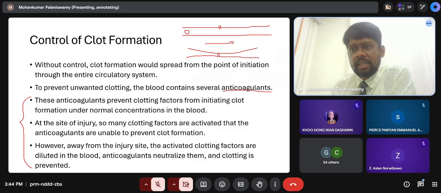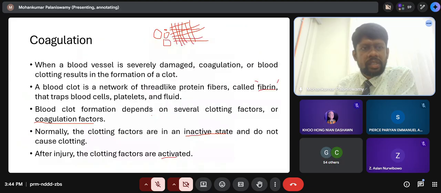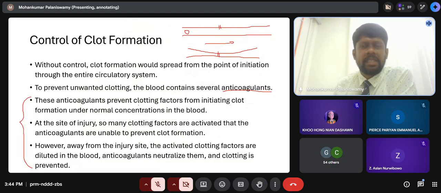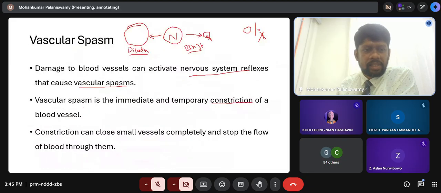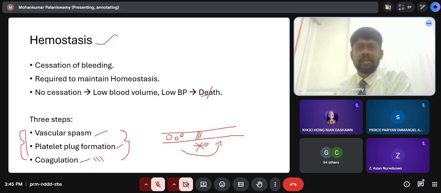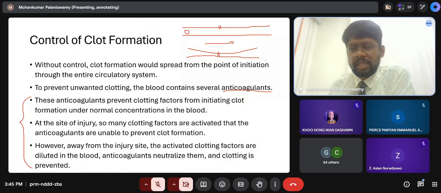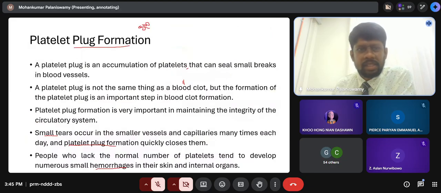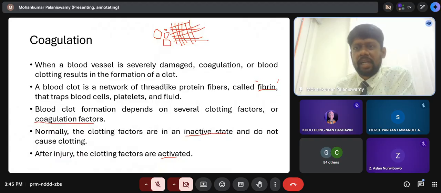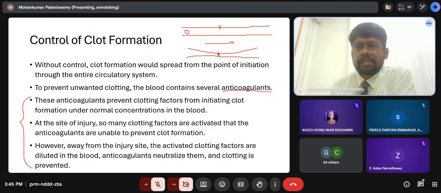Once there is a cut, along with these three steps, the coagulation enzymes get activated, right? Once those coagulation enzymes are activated, these three steps happen spontaneously. So there is a vasoconstriction, there is a plug formation, and we also have the fibrin enzyme. Protein fiber. Yes. So we have protein fiber inside to prevent blood leaking from here.